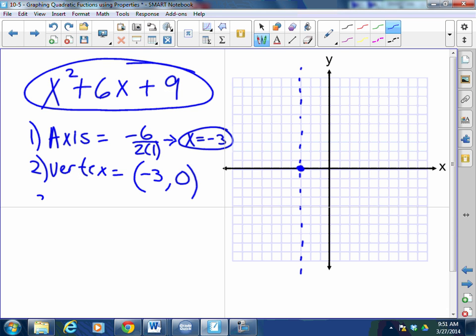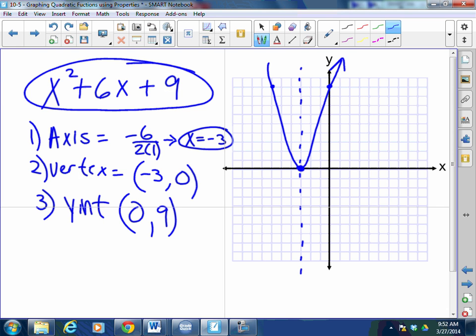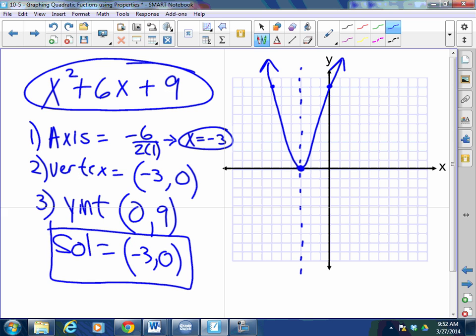Okay, check it out. Step 3, the y-intercept. What's the y-intercept when x is 0? 9. 1, 2, 3, 4, 5, 6, 7, 8, 9. That's 1, 2, 3 to the right, so go 1, 2, 3 to the left. You already have your solution. You're done. What is my solution? Negative 3, comma 0. That is the x value when y is 0. In this particular case, your vertex happened to be the x-intercept.